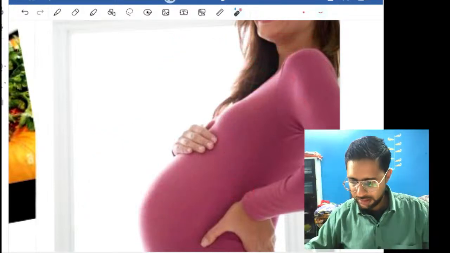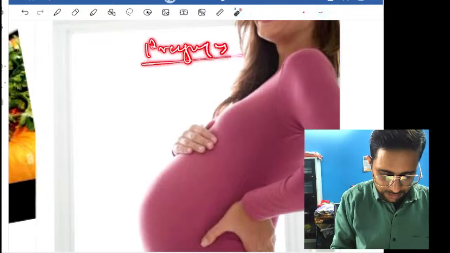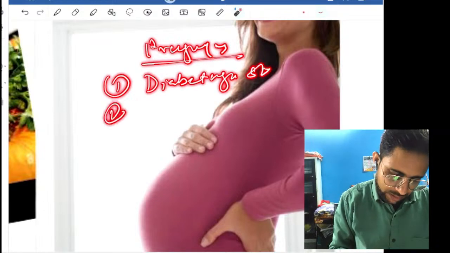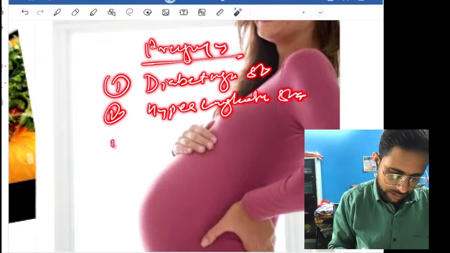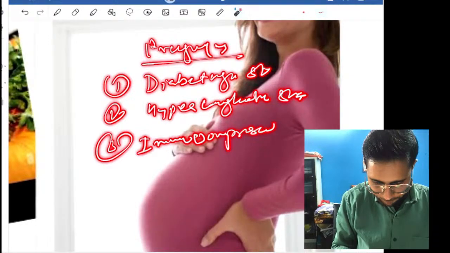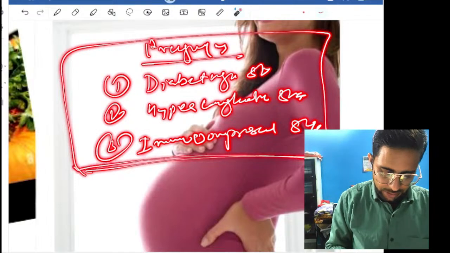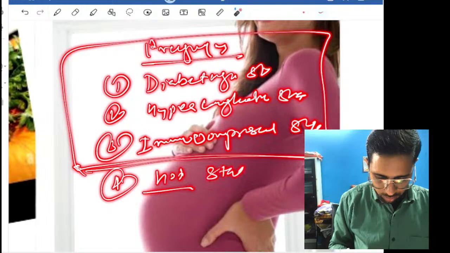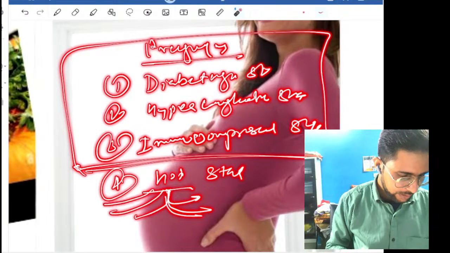Yes. So pregnancy is a diabetogenic state. We can say in one sentence: pregnancy is a diabetogenic state, a hypercoagulable state, and an immunocompromised state. And pregnancy is a hot state. Hot means BMR increases, ESR, CRP, blood flow, blood volume, all those things.